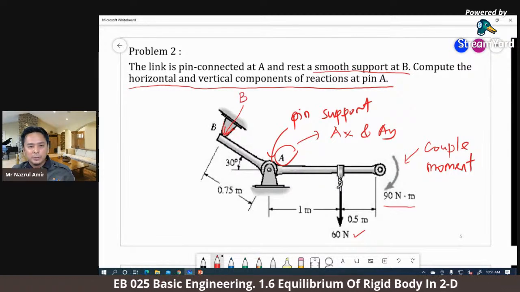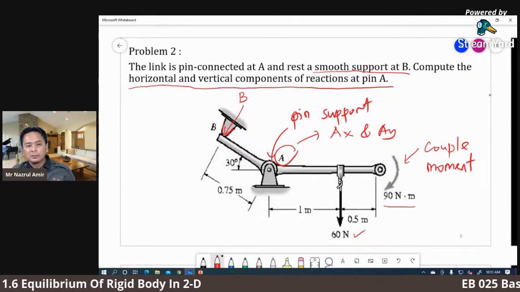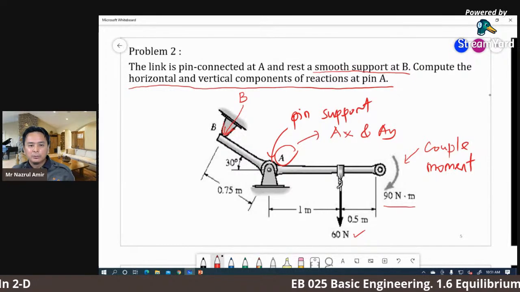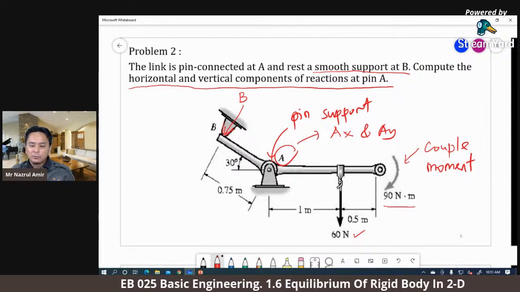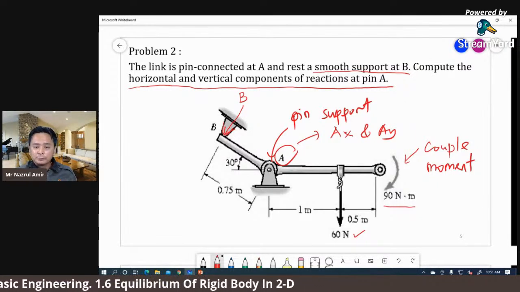This is force B. We cannot use BX or BY because this is not lie on the X or Y axis. Just use B or FB or whatever. But you cannot use X or Y because it's not in X or Y direction. So we construct the FBD.